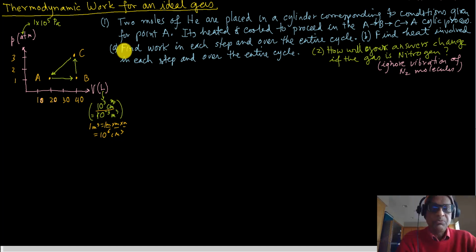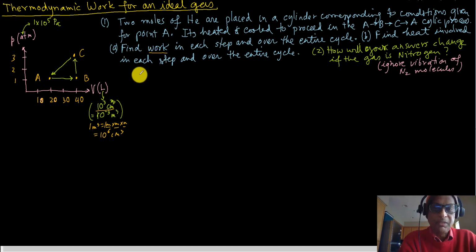So what are we supposed to find? First we're supposed to find work in each one of the steps, A to B, B to C, C to A, and over the entire cycle. The second thing we need to find is heat involved in each step. This is heating, and this is cooling. And then we're supposed to find the heat for the entire cycle.